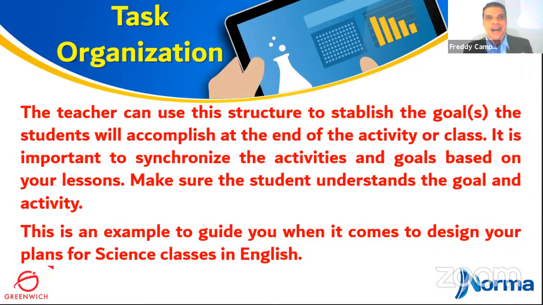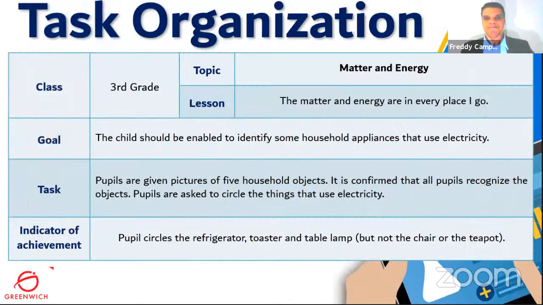And this is an example to guide you, my dear teacher, when it comes to designing your plan for science classes in English. This is an example. I'm not telling you that this is the only structure that you will use, but this is just an example. Notice in this part, this is a type of task organization. And notice that in this part, you have the class, the goal, the task, and the indicators of achievement. It could be many indicators, but in this case, I put only one.